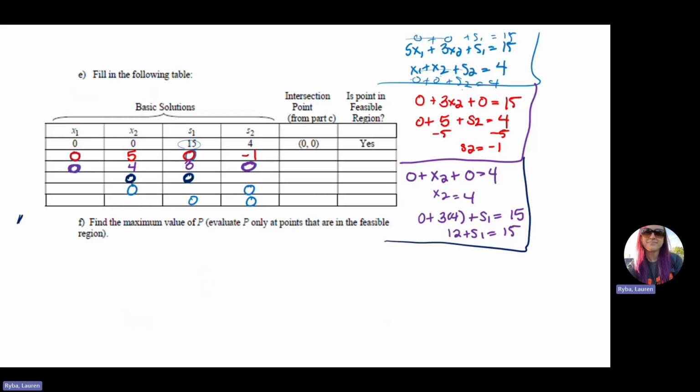Let's see. Top equation. So 5x1 plus zeros, so 5x1 equals 15. x1 is 3. Okay, then we check our second equation. 3 plus 0 plus s2 equals 4. So that would be 3 plus 1 gives me 4.